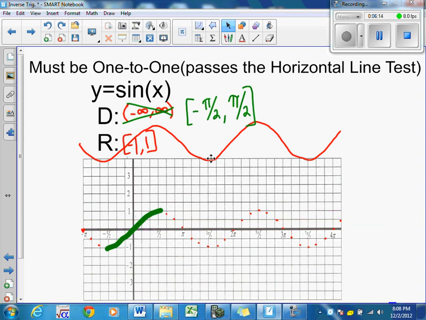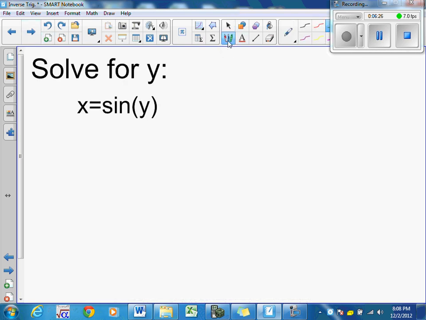So in order to find the inverse, the first thing we had to do is restrict the domain and only look at part of the graph. Because if we looked at the whole thing, there was no inverse. Next, we had to figure out, how do we solve for y? I switched my x's and y's. Remember, our function was y equals sine of x. I switched my x's and y's. How do I solve for y? Well, what we're going to do is take the inverse sine of both sides.